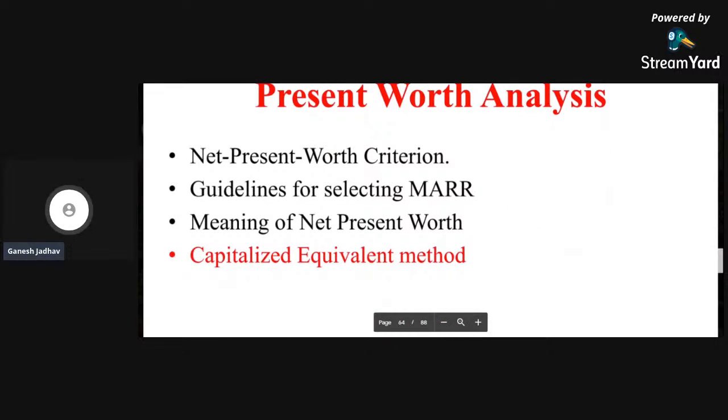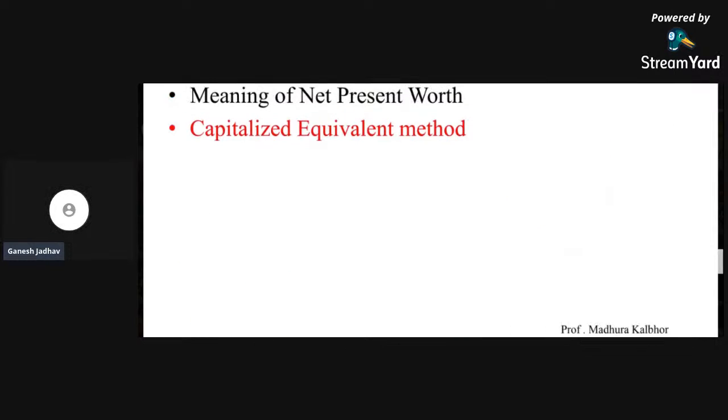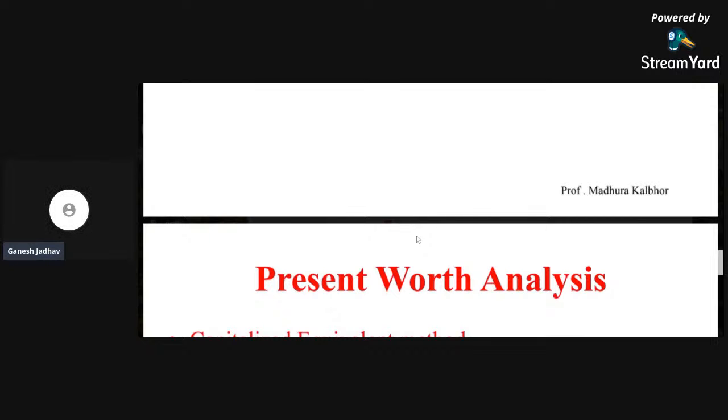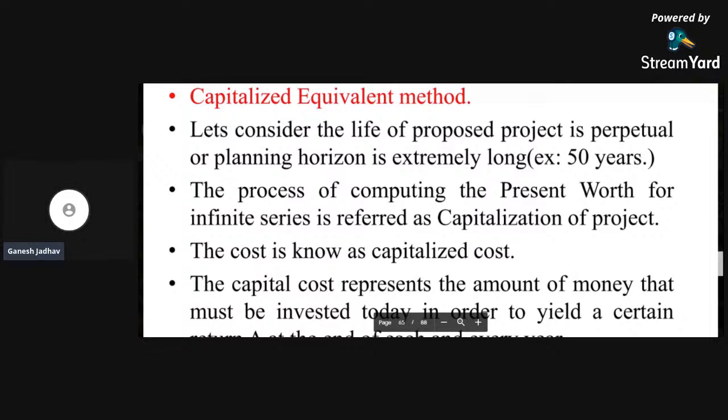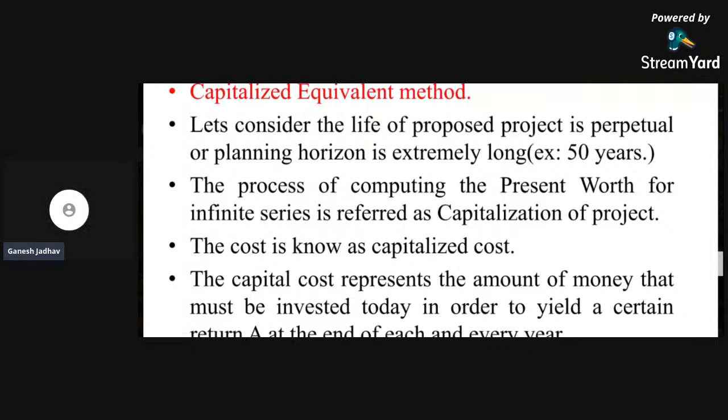Another one, the capitalized equivalent method. So what is the capitalized equivalent method? Let's consider the life of the proposed project. That is perpetual, the planning horizon is extremely long, say 50 years. This is the longest life of a project, and 50 years means very long.